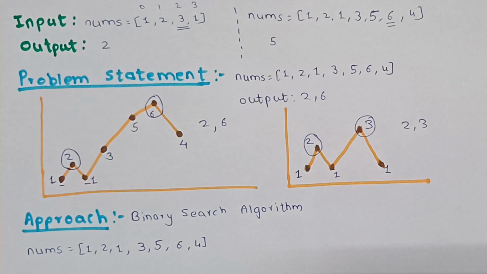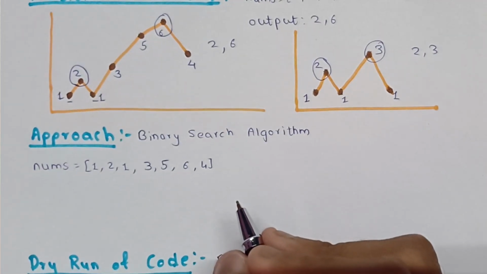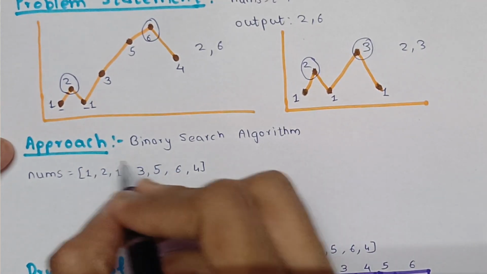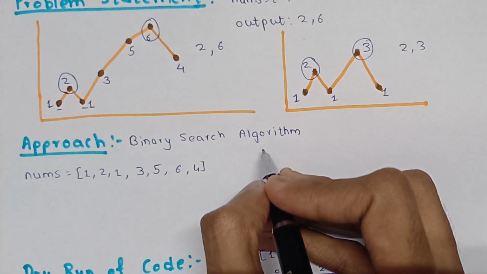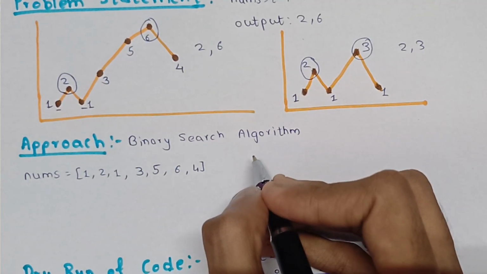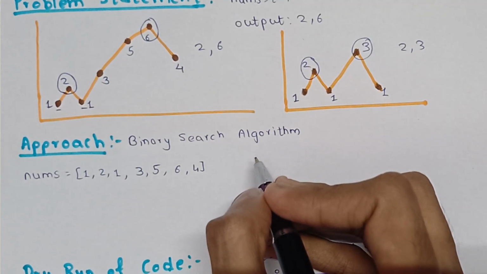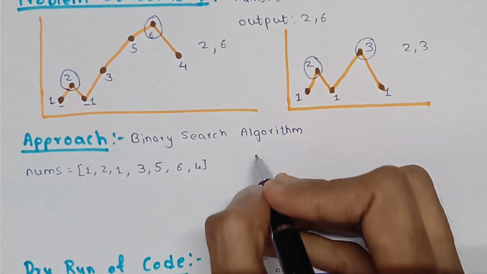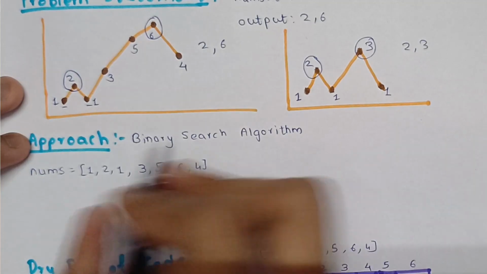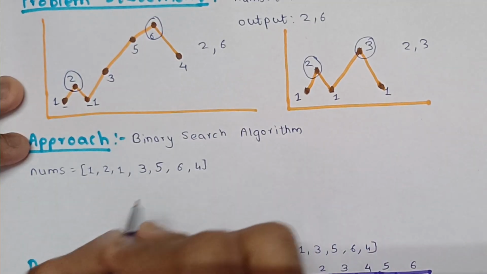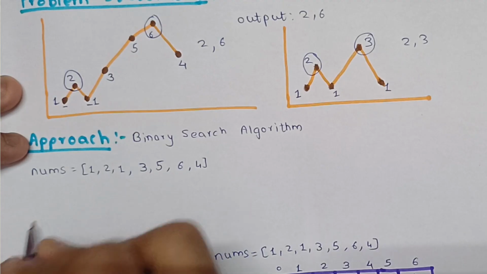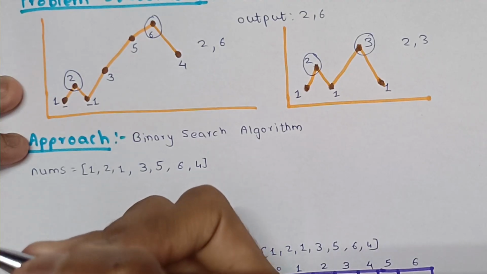So let's understand the approach. The approach is very simple. We will use the binary search algorithm. I have taught binary search before, so you can refer to my video; I will give the link in the description. If you don't know it, you can watch it, and if you know it properly, you can directly jump to this problem. So this is the given nums array, and we will proceed just like binary search.